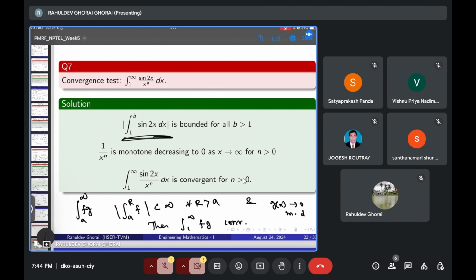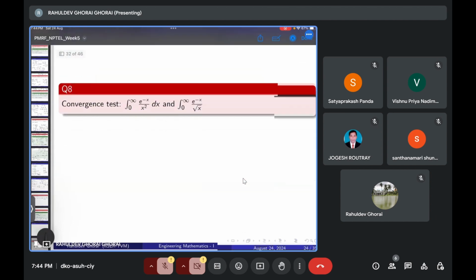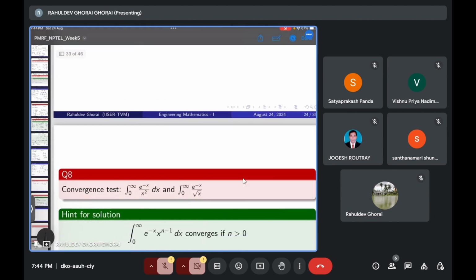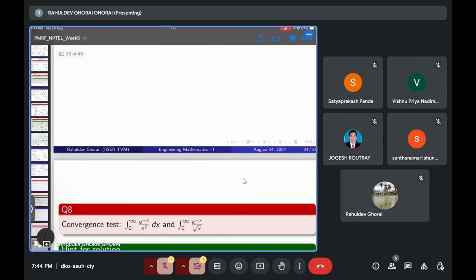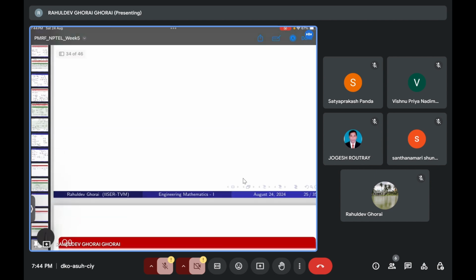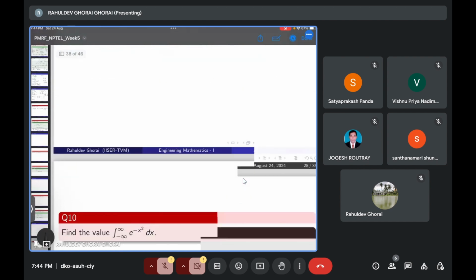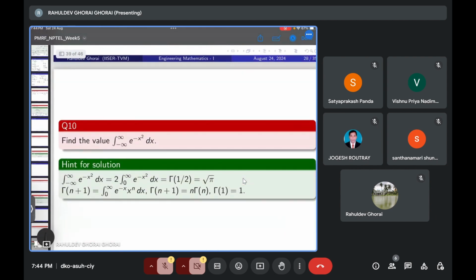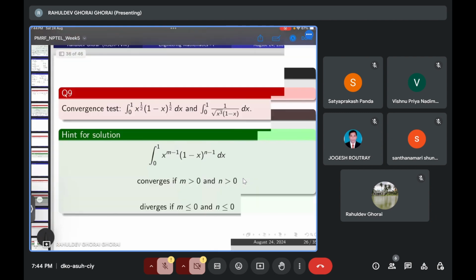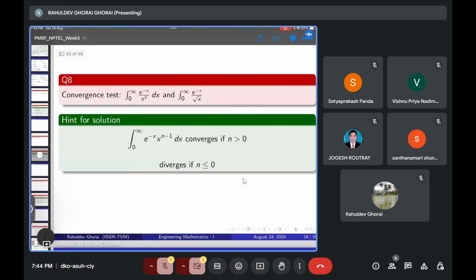Okay, let's move to the next question then. Question 7, question 8. Try to do this question, okay? I think we have moved to the gamma function most probably.